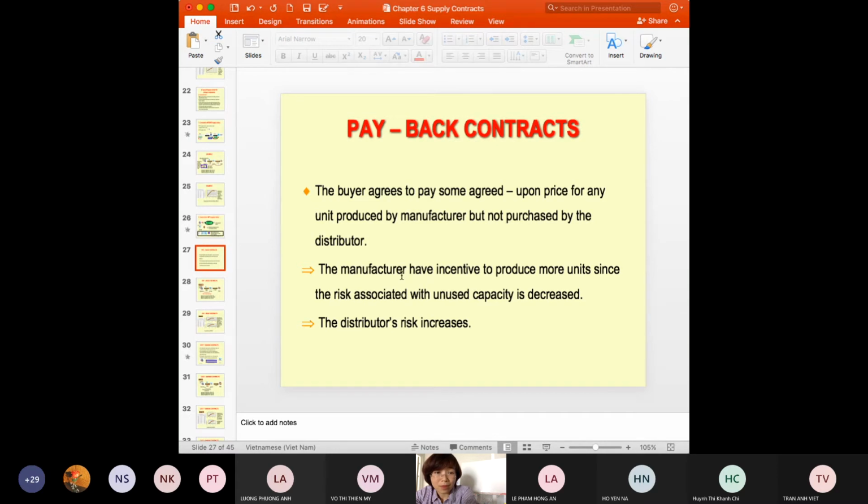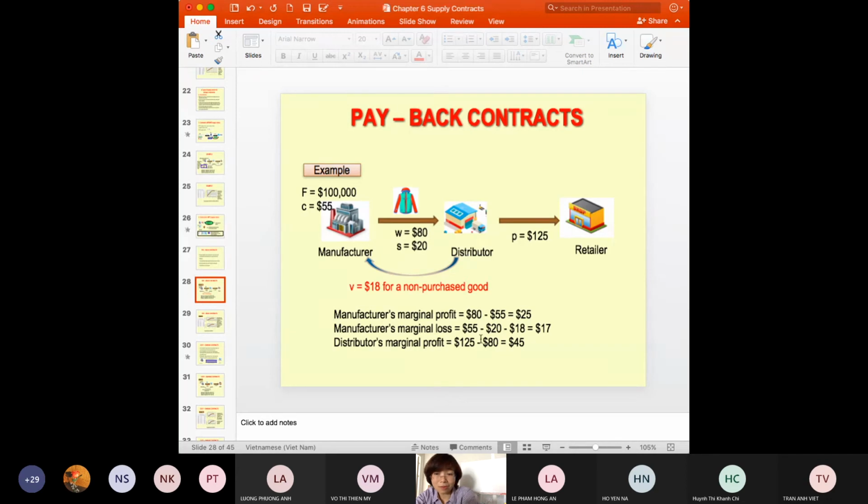So what is the advantage of the buyback contract for the manufacturer? With the buyback contract like that, the manufacturer has the incentive to produce more units. And for the distributor, the risk is increased.